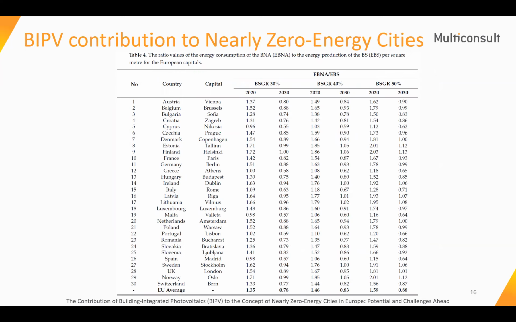So just quickly, building net area is the gross floor area. BS is building skin, and BSGR is the building skin glazing ratio. So 50% BSGR means that 50% of the building skin is covered by glass or glazing solution. For the EU on average, for example, 0.88 means that the study we did shows the annual electricity consumption of 1 square meter of the building net area can be supplied by 0.88 square meter of the building skin.